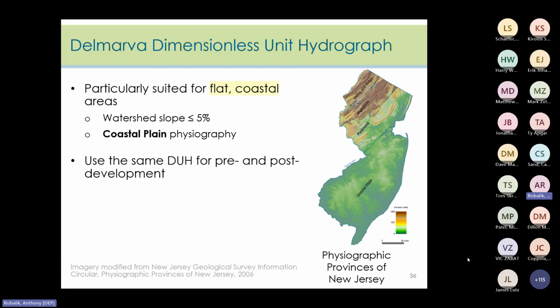So the Delmarva hydrograph must be used in calculating pre-construction and post-construction peak flow rates for the current and projected 2, 10, and 100-year design storms in the coastal plain region of New Jersey, except in specific circumstances, which we'll cover in a couple of slides. Also note that if the Delmarva is used in the pre-condition, it must also be used in the post-condition. That's likewise for the SCS.